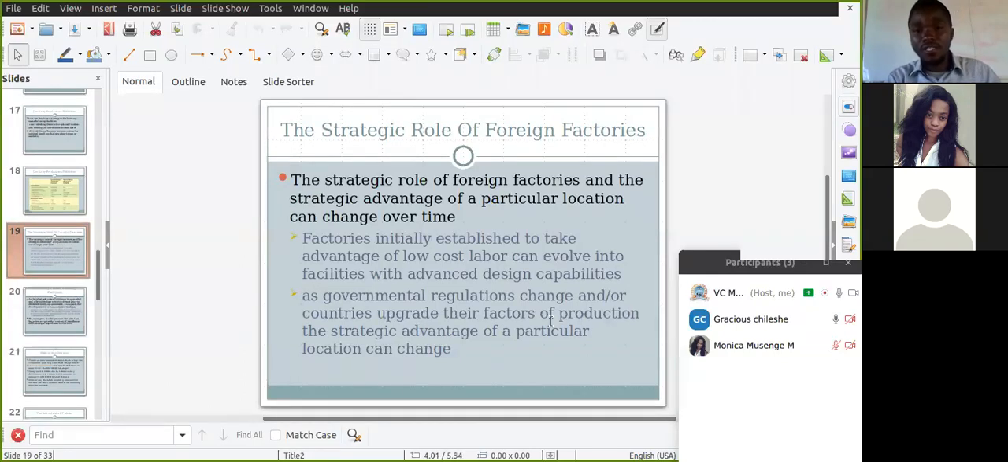As governmental regulations change and countries upgrade their factors of production, the strategic advantage of a particular location can change. So if the government policies change, if they were very stiff in terms of taxes, in registering your business, establishing yourself elsewhere, and then those policies get to be relaxed, you'll be able now to establish yourself in multiple locations.